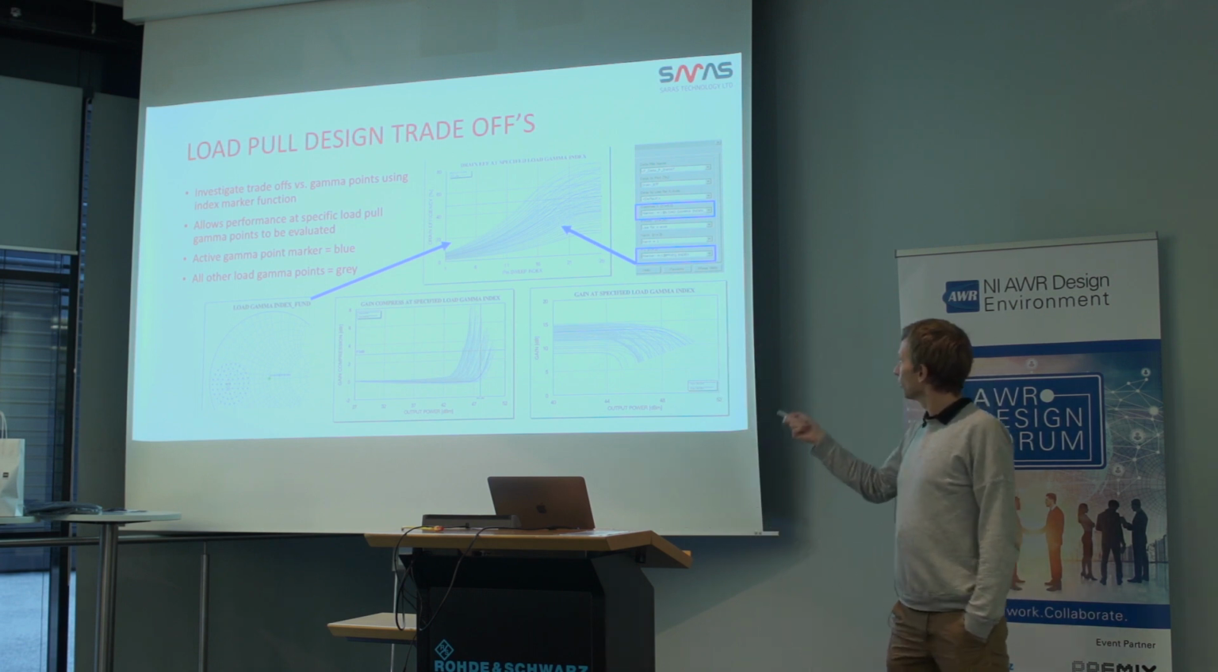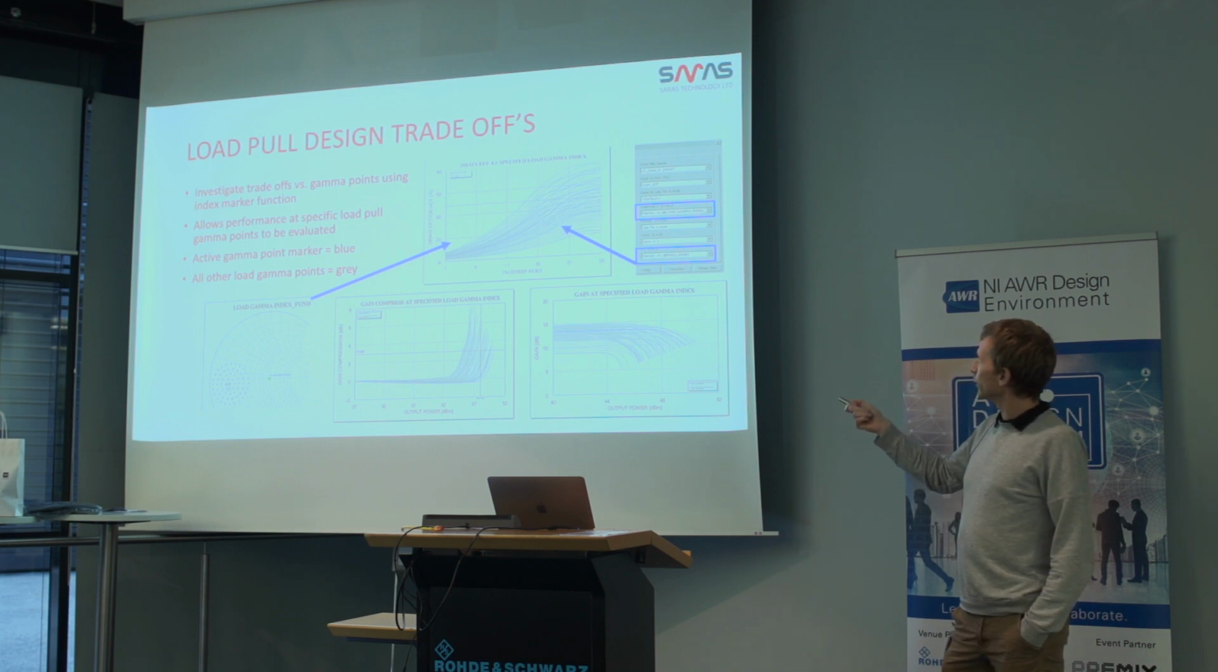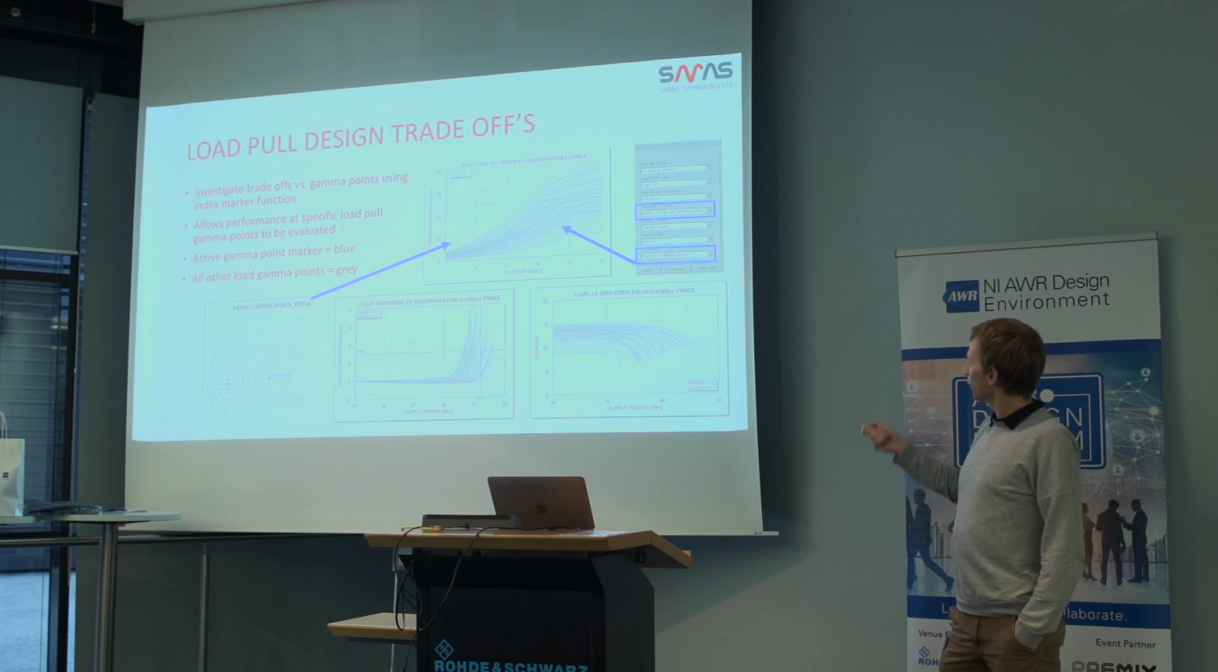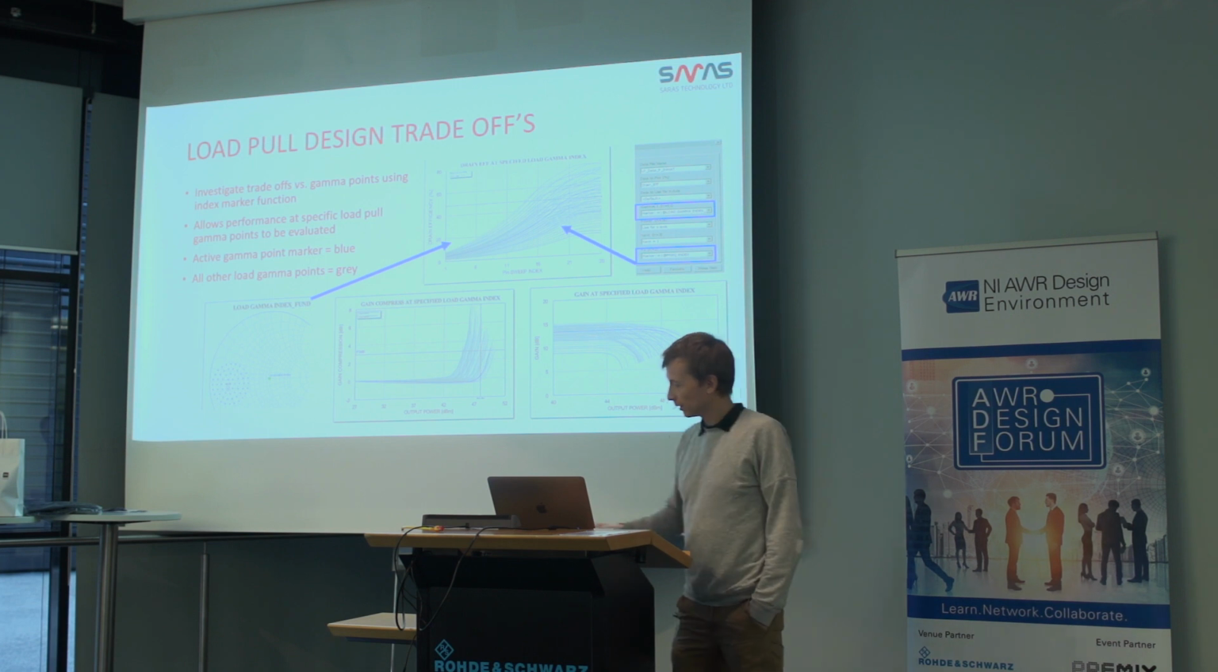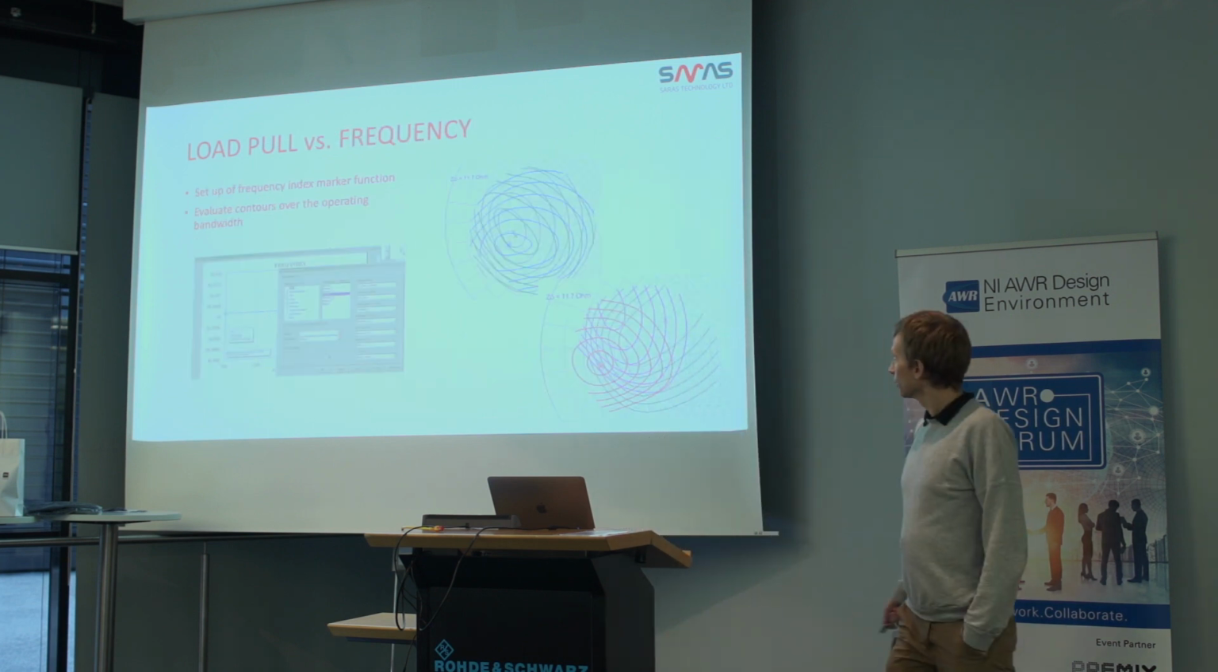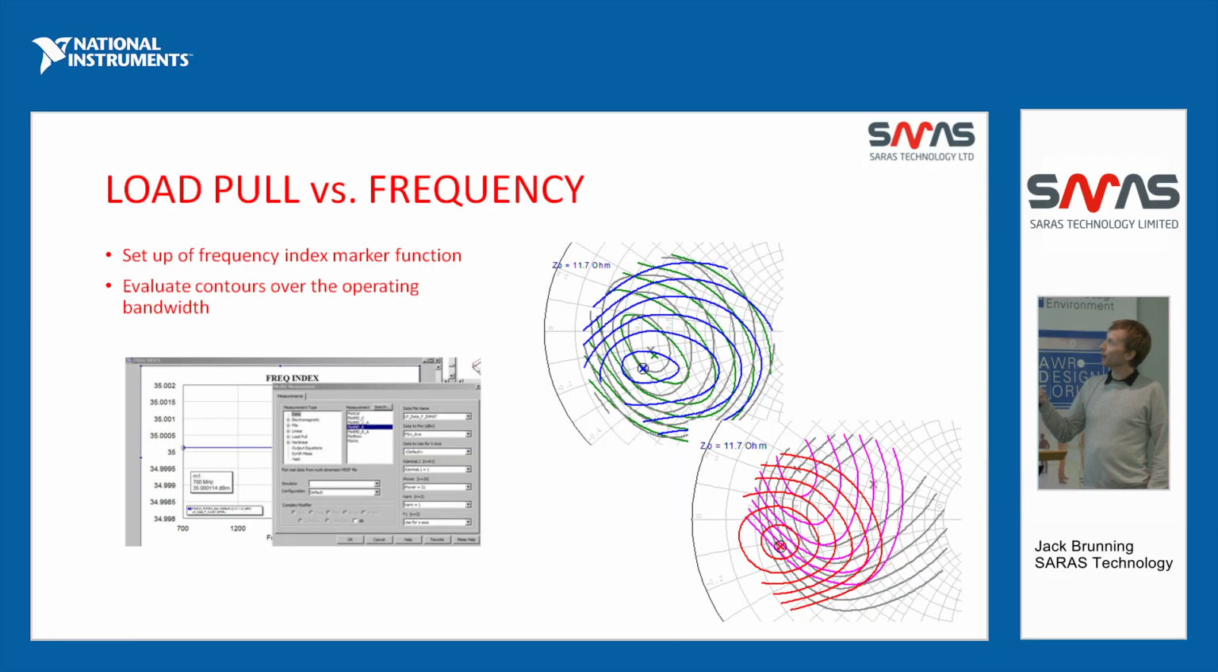You do it with index markers, basically. I've set up one here for frequency, so you can see how for that single gamma point, over the frequency range, the three points you've swept, you can see how that changes. So a bit more meaningful now, these contours are now at, I think, 3 dB compressed maximum power, load power, drain efficiency, with the crosses being the maximum values. The three crosses are what happens over frequency. So these are quite close together.